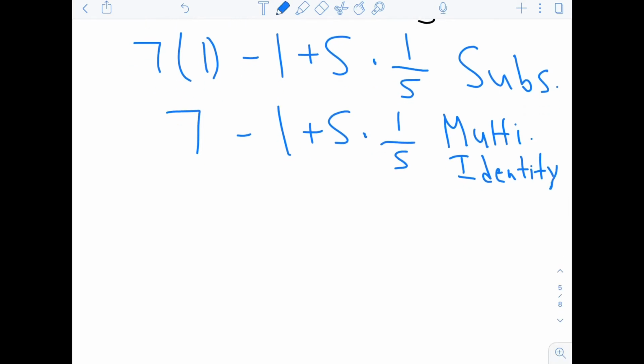So next, we're going to multiply 5 and 1/5 together. And 1/5 is the multiplicative inverse of 5, because 5 over 1 and 1 over 5 are flipped. So that's going to just equal 1, because that equals 5 over 5. So that's multiplicative inverse.